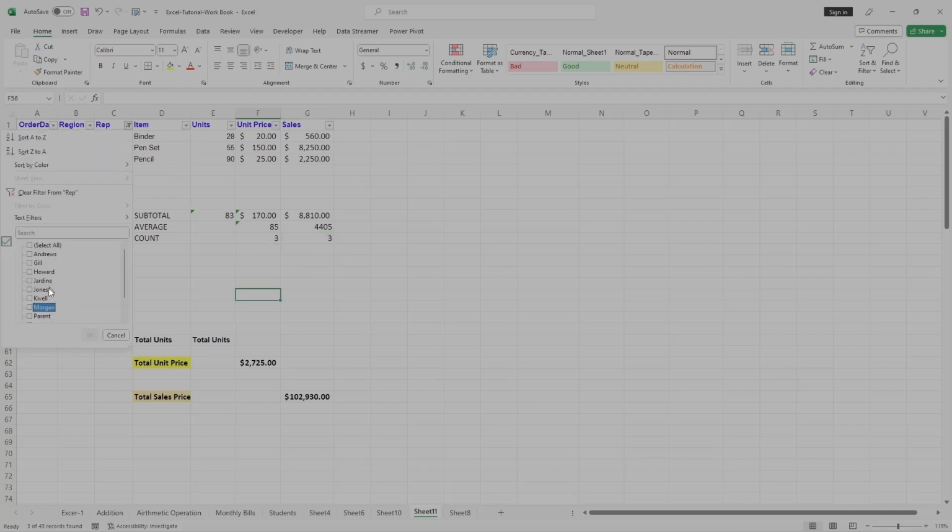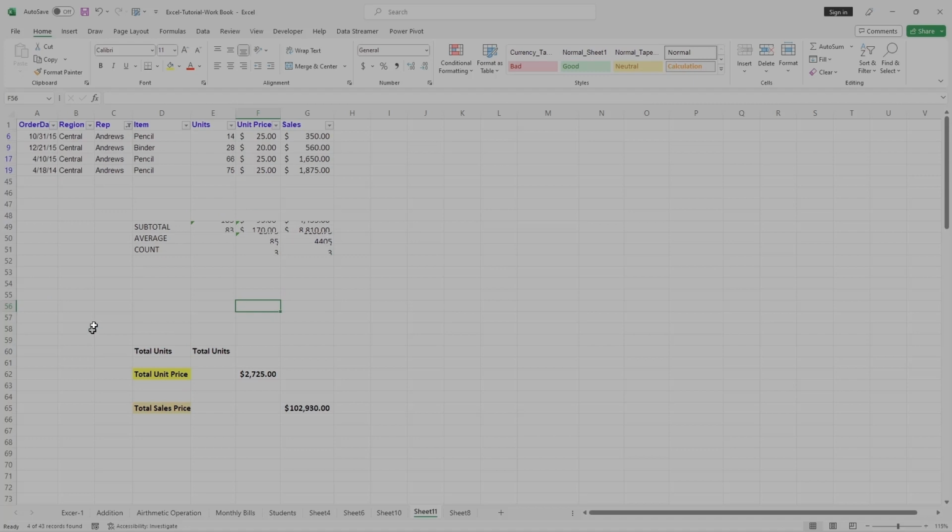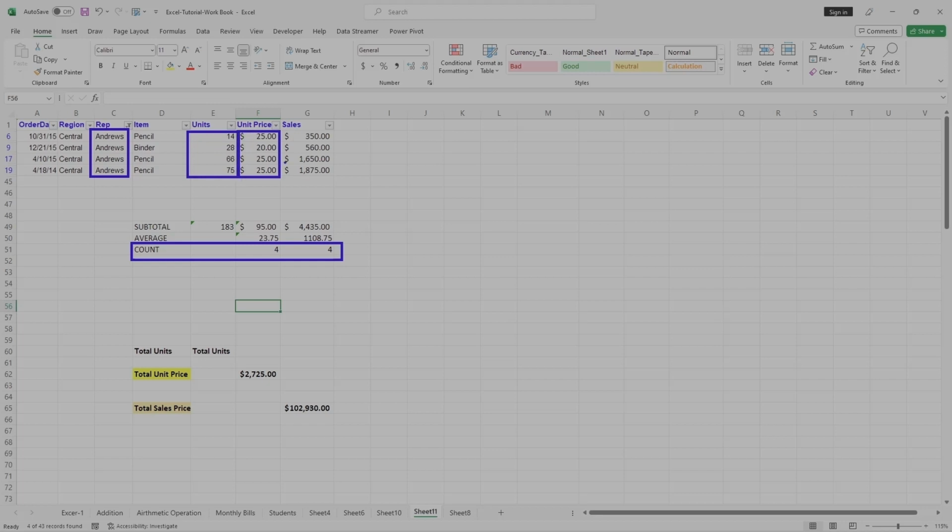count for other representative. Let us filter and select another representative. After selecting the representative, it will give you the count for that representative. For representative Andrews, there are 4 count because there is 4 entries. For units, unit price and sales, since there are 4 entries, that will be the count for that representative Andrews.